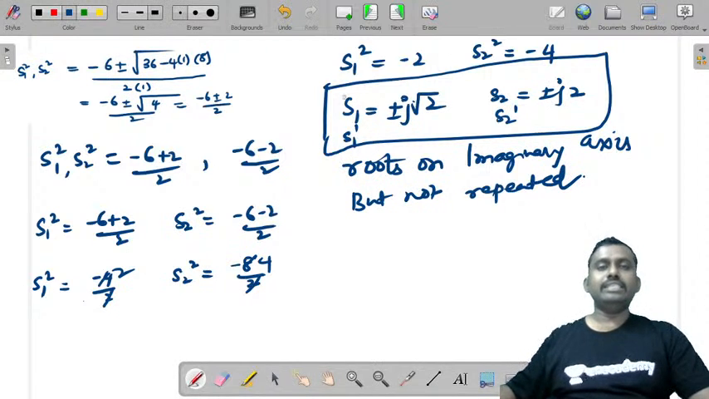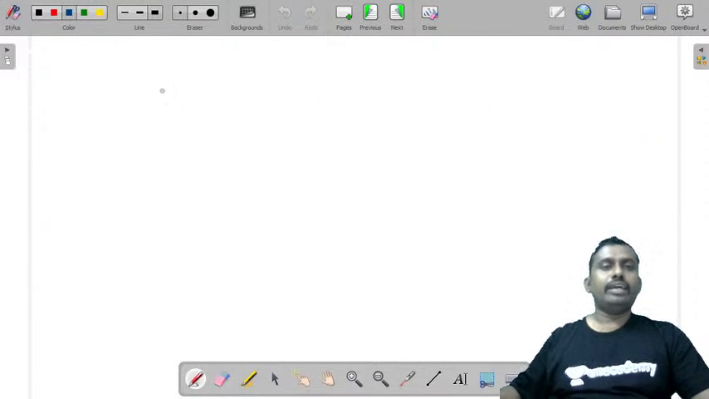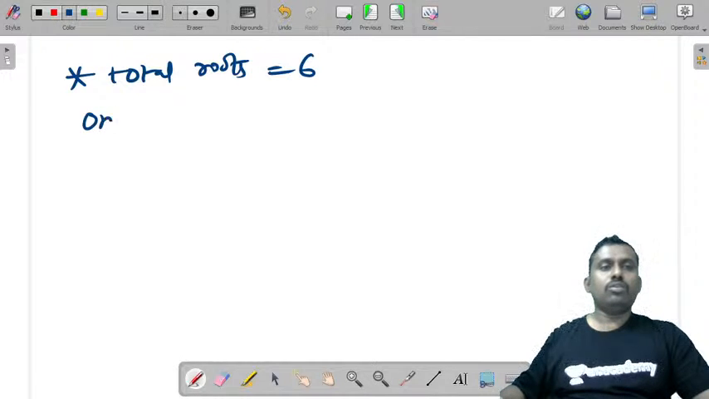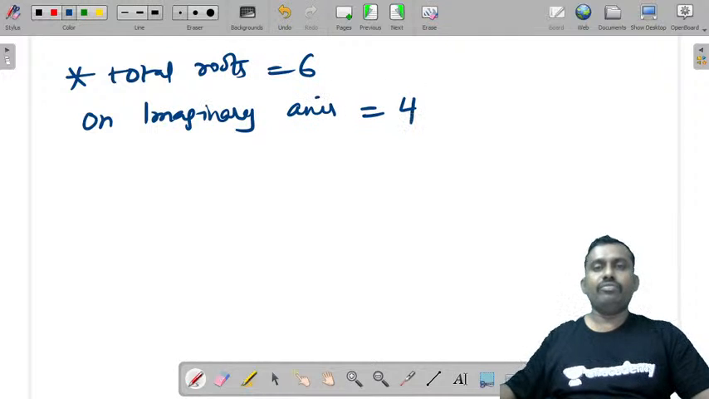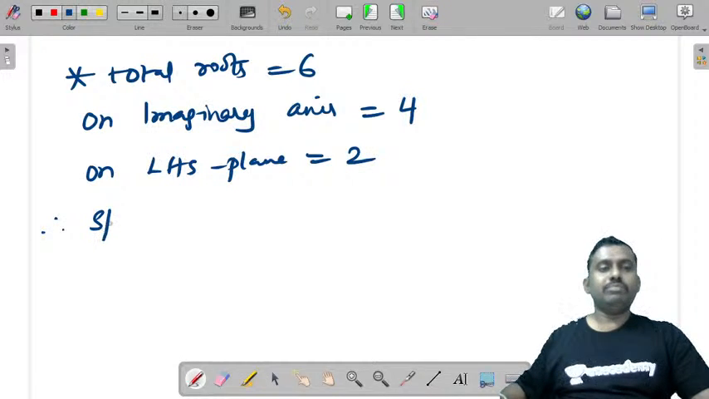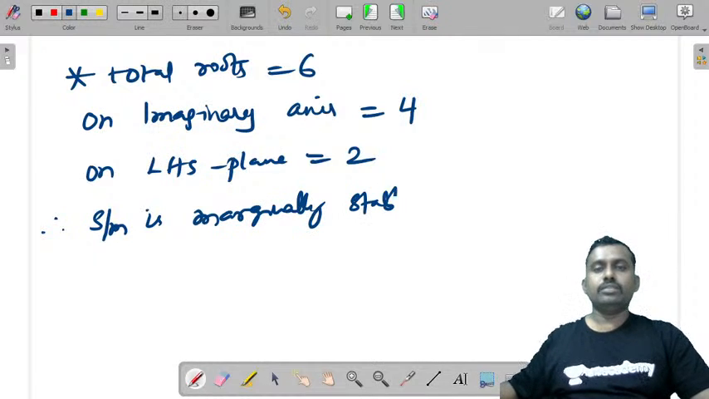We can say that this is a marginally stable system, and you can ultimately write total roots were 6: 4 on the imaginary axis and 2 on the left half of the S plane, because all the first column elements were positive. Therefore, the system is a marginally stable system, because you don't have repeated roots on the imaginary axis.